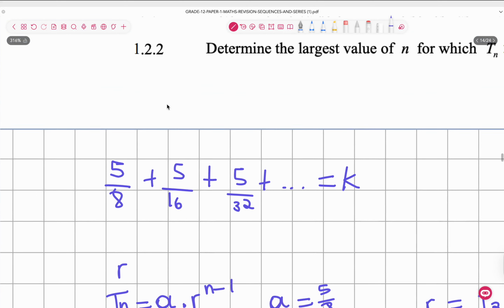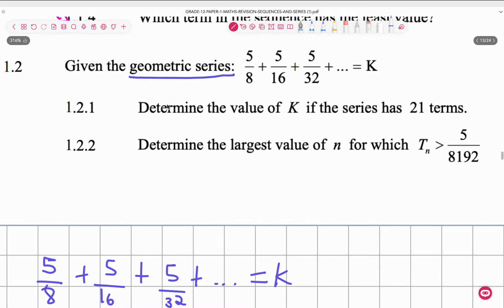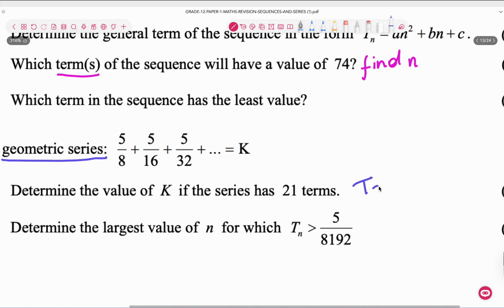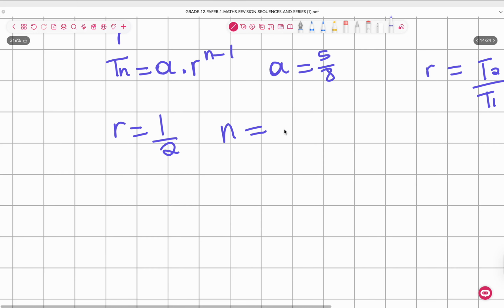Okay, so now back to what the question is asking us. The question is saying the value of k if the series has 21 terms. So meaning all the terms here are up to T21. So we have T1, T2, T3, T4, T5, all the way up until T21. So remember, it's Tn, and if it's T21, it means n is equal to 21. So that's why we end up with n in this scenario being equal to 21.